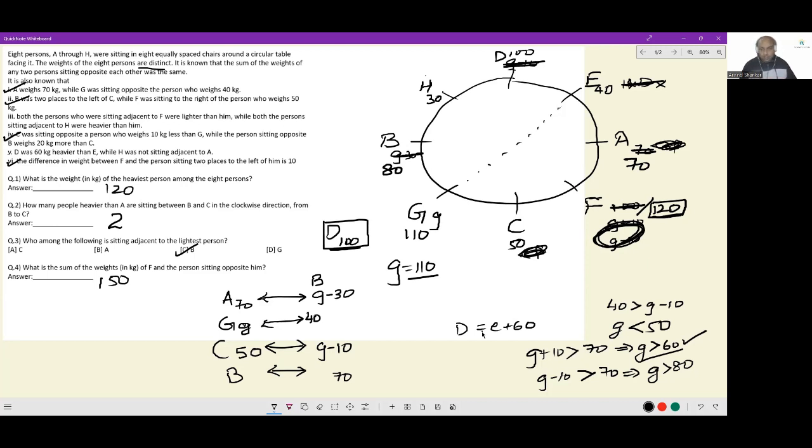The critical part here to identify is working out that the sum of weights of the people on the opposite sides has to be G plus 40. And then, basis the clues given, you have to slowly record everything appropriately.